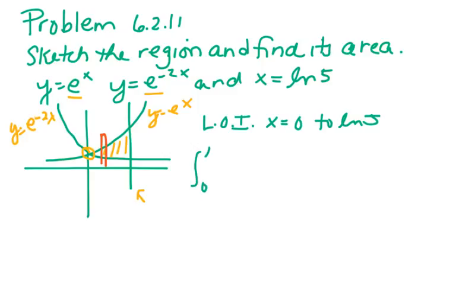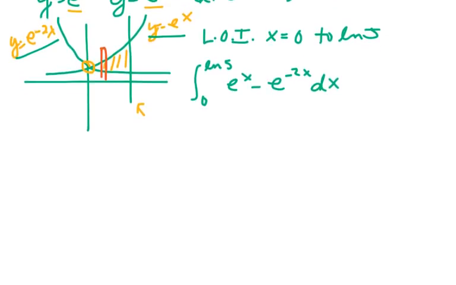It's going to go from 0 to ln of 5, and then we need to determine the curve on the top and the curve on the bottom, since we're integrating with respect to x. In this case, e to the x is f of x. This is the curve on the top, and the curve on the bottom is e to the minus 2x, dx. So that's the setup for the integral. Now, take the antiderivative of this. I'm going to split it into two integrals because I think that's a little easier for you to see, and I'm going to write it like this.